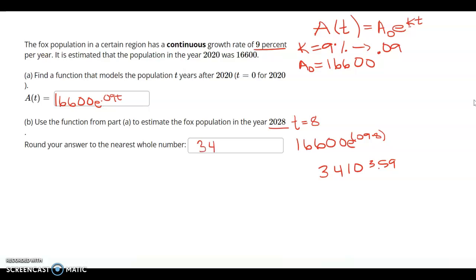And so that one we're going to get 34,104. That'll round up. So we want to look if it's going up at 9% per year. We do want a higher number, and so I think that looks about right.